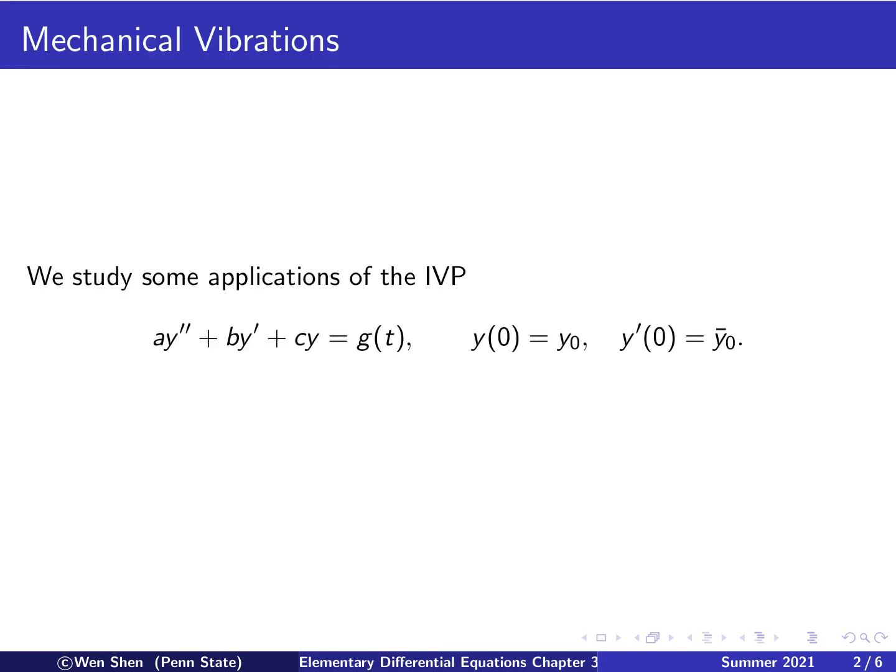We will study some applications of the initial value problem of the second order linear equation of the following form: a y double prime plus b y prime plus c y equals some function of t. Here a, b, and c are given constants, and initial conditions are given at t equals 0. So y at 0 is given, that's y naught, and y prime at 0 is given as y bar naught.